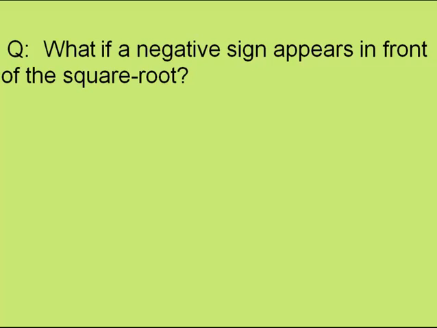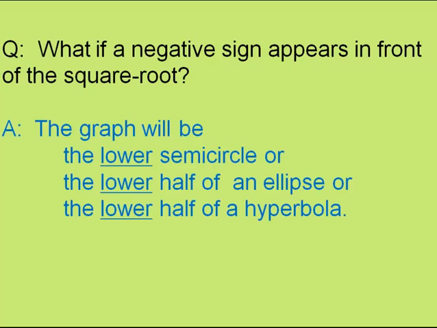However, you know that with these conic sections, the ones that are centered on the x-axis, they have symmetry with respect to the x-axis. So this reflection is actually just giving you back the lower half of the graph of that conic. So here's our answer to the question. If you have a negative sign in front of the square root, the graph will be one of the 3 choices: the lower semicircle, or the lower half of an ellipse, or the lower half of the hyperbola.